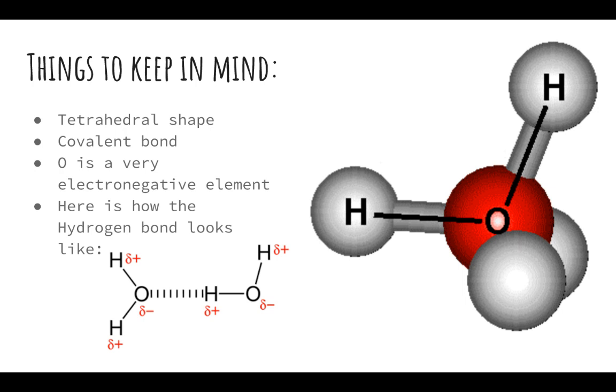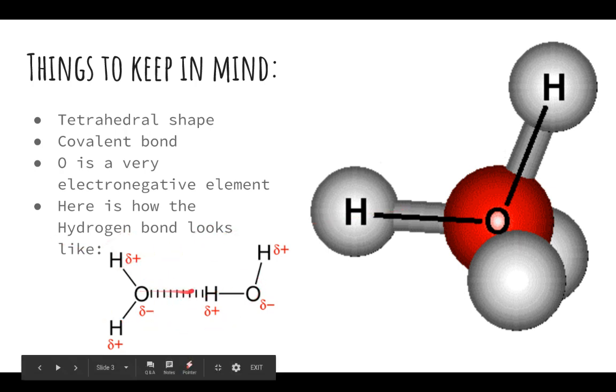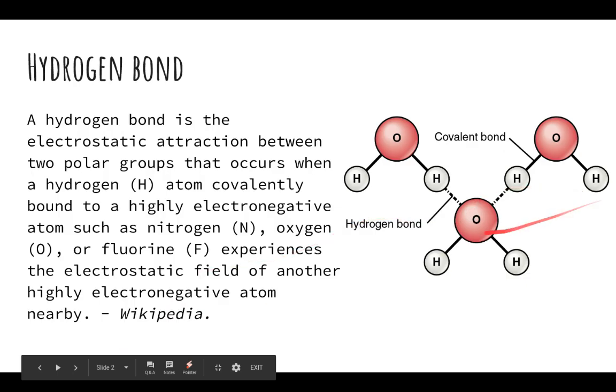Now, the hydrogens are at one end of the molecule, and again, this is a covalent bond. And a hydrogen bond is between the two molecules of water, as shown earlier.